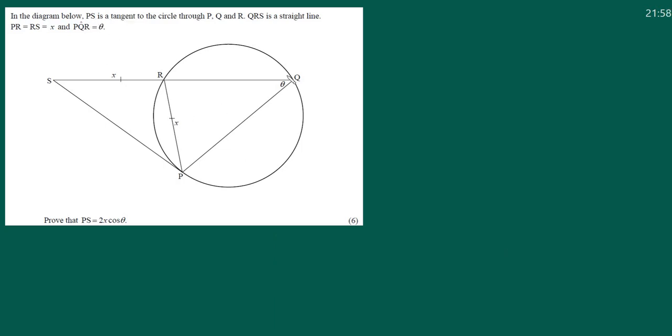So PS is a tangent. We are told that this is a tangent. We see that the circle is there because PR is a chord. The moment they said there is a tangent and there is a chord, we know that the angle between the tangent and the chord should be equal to the angle subtended by the chord on the circumference, meaning this should also be theta. Very, very important to apply your rules there.